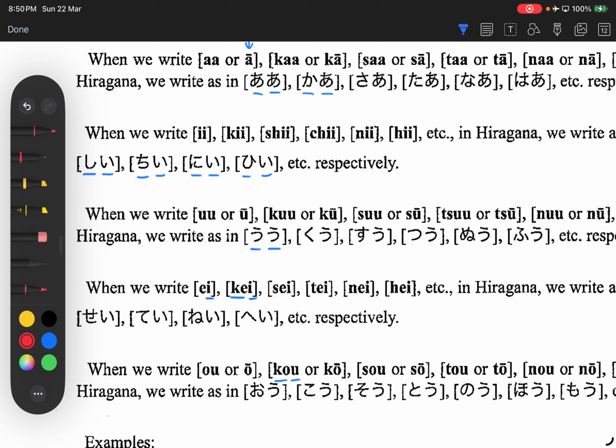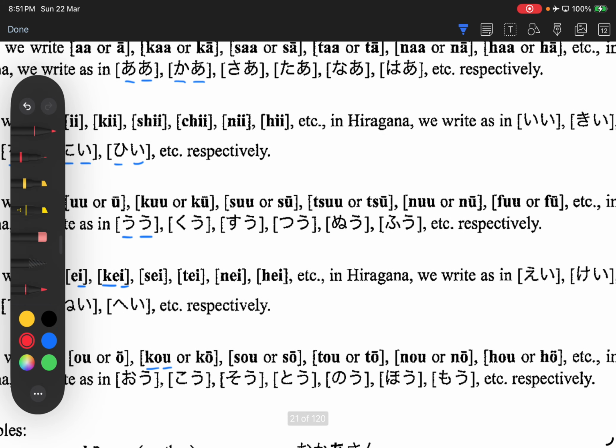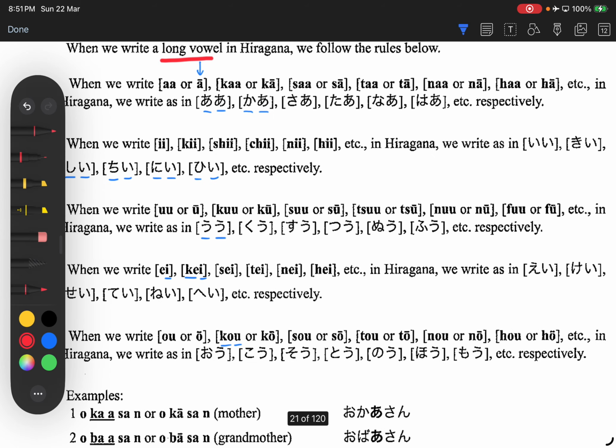Okay, we also have a long sound for the U. So u, ku, su, tsu. If you're wondering how to pronounce TSU, basically it's like the Chinese characters 蜘蛛. Yeah, 蜘蛛, so tsu, nu, right? Do we have more? We have hu, right? So U is just dragging out the long U sound.